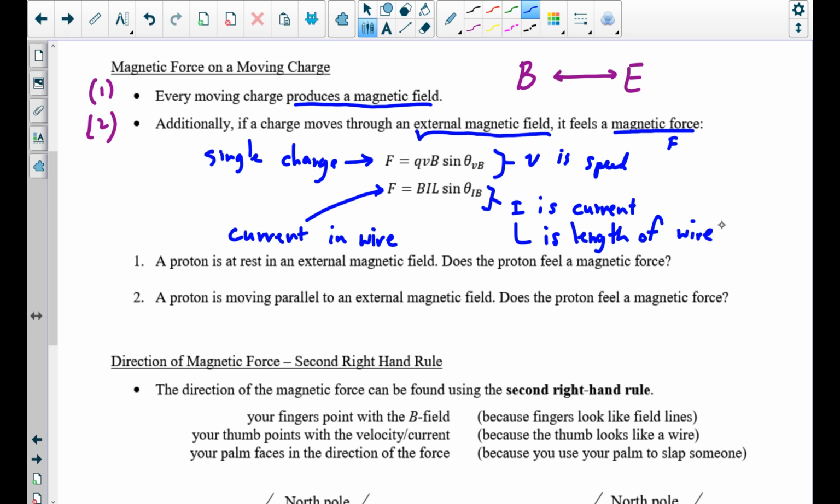So these equations allow us to calculate the magnitude. That's why we use these equations: the magnitude of the magnetic force. But which way does that magnetic force point?